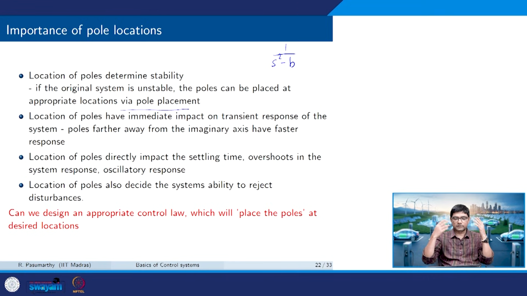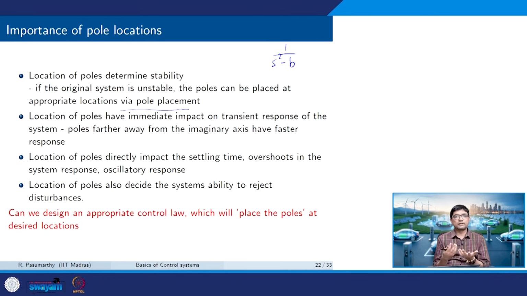And we saw there are several things about the transient performance in terms of the overshoots, the damping, underdamped, overdamped, that all depends on where my poles actually sit. So, the location of the poles directly impacts, of course, the settling time, the overshoots and so on. The location of poles also decides the system's ability to reject disturbances, and we saw having a pole at the origin or having an integral control action actually helps reject disturbances.